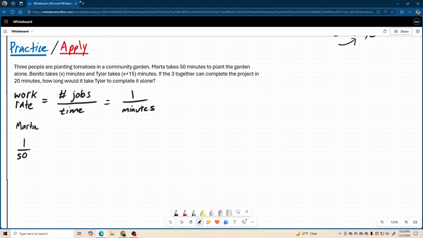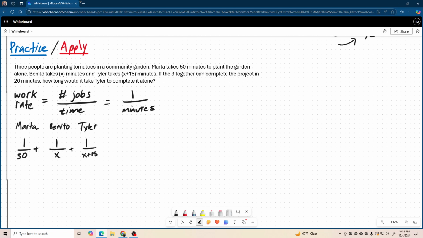Cool. Benito takes X minutes. So for Benito, it takes him 1 over, well, we don't know how long. It just says X minutes. That's fine. And then Tyler, well, he's definitely going longer than Benito, right? Because he's going to be 1 over X plus 15.